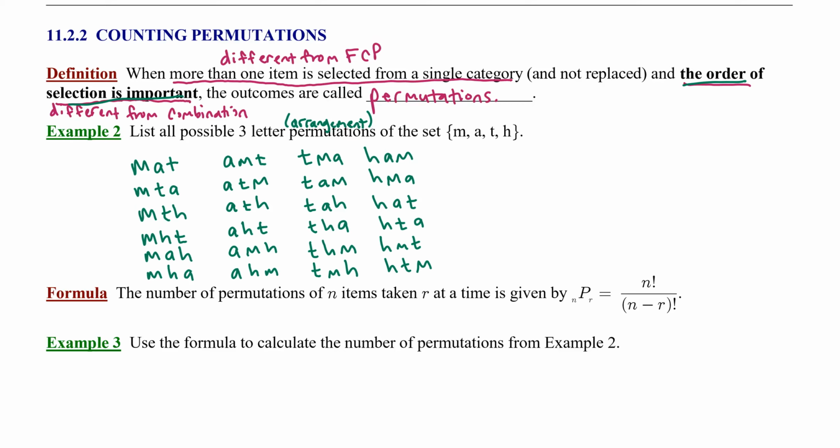So those are all possible three-letter permutations of the set MATH. Now think about our language. Our language, the words that we form, are simply permutations of the letters of our alphabet.